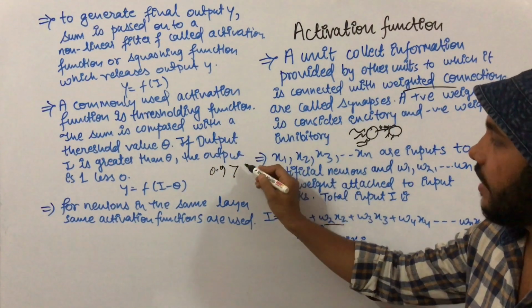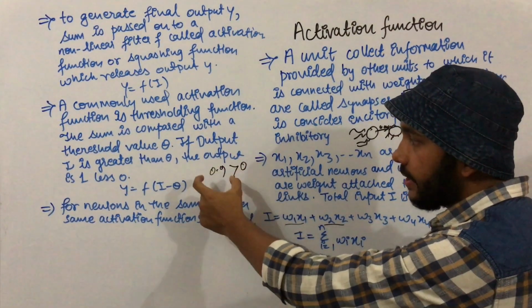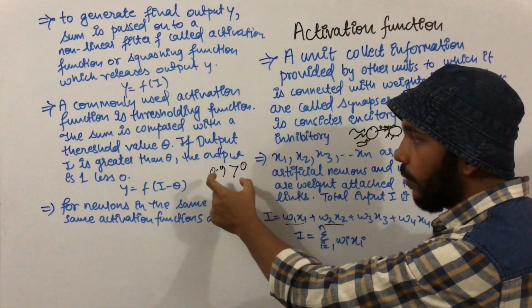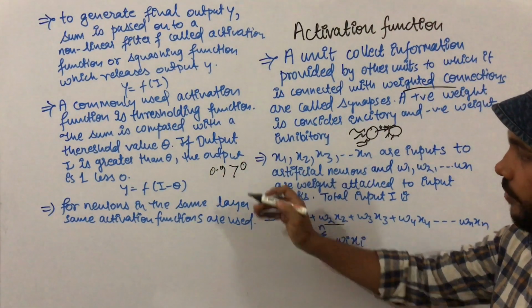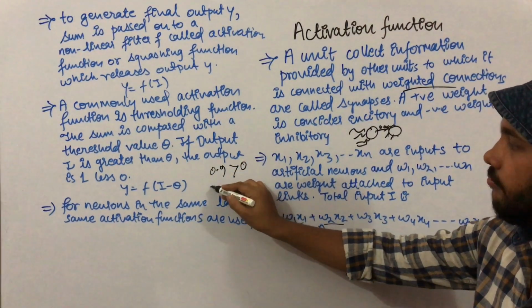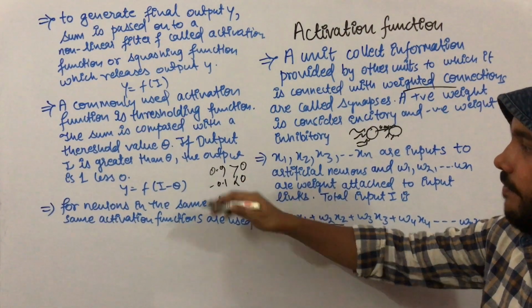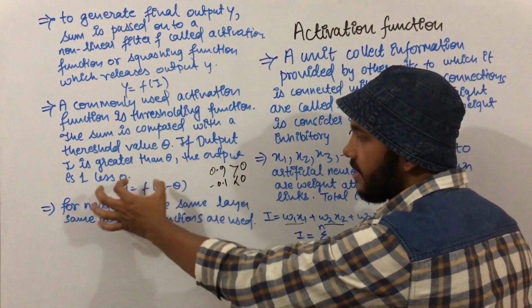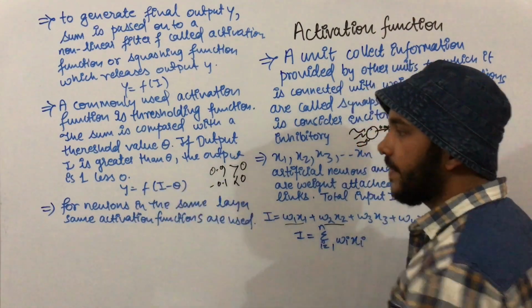Suppose we have theta value as 0. If the sum value is greater than theta, that is 0.9 is greater than 0, then we can say the output is 1. And suppose we have this value I as minus 0.1, that is less than 0, then we will give the output 0. That can be written as y equals f of I minus theta.